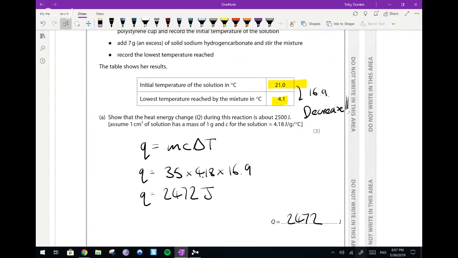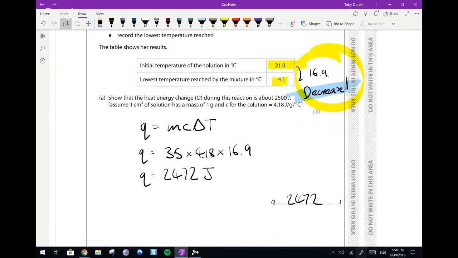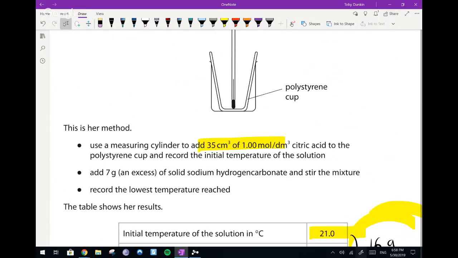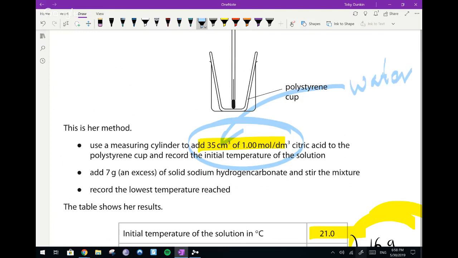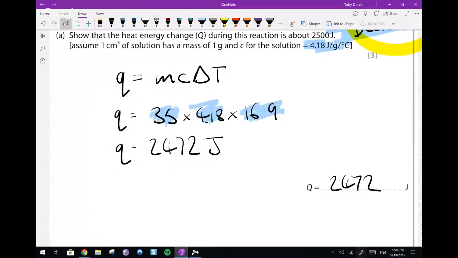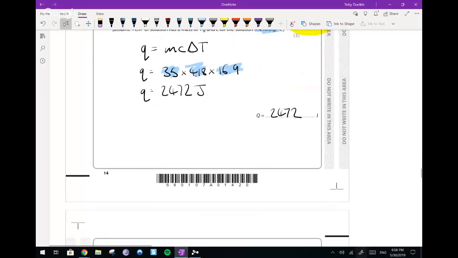So first thing I did was I worked out what the decrease is. An emphasis on the word decrease, folks. That's important. Show the heat change during the reaction is about 2,500 joules. So we drop straight into Q equals mc delta T. So the mass of water, remember, everything when you're using Q equals mc delta T, it's about the water. Students often say, but there's no water here. But there is. This is because it's a solution. Citric acid is given a concentration. This is in water. And the volume of the solution is the volume we're going to use. So the mass of water is 35. The heat capacity, which is given to us in the question, is 4.18. And we're going to multiply it by the temperature change. And we get 2,472 joules, which is approximately 2,500.